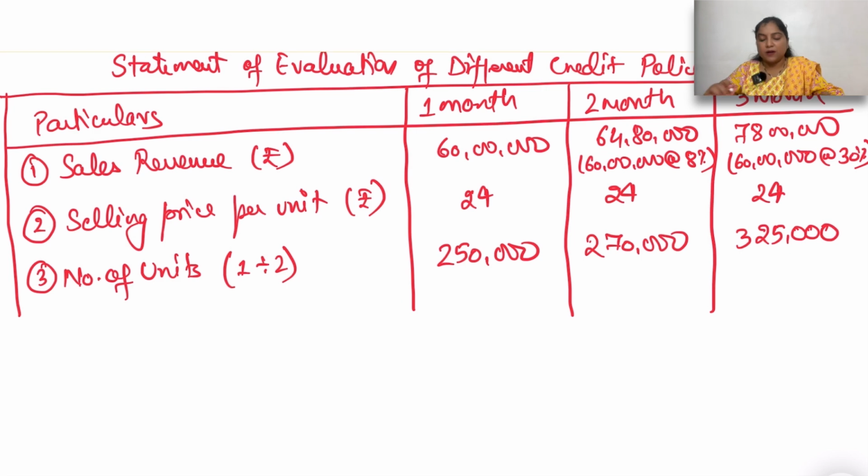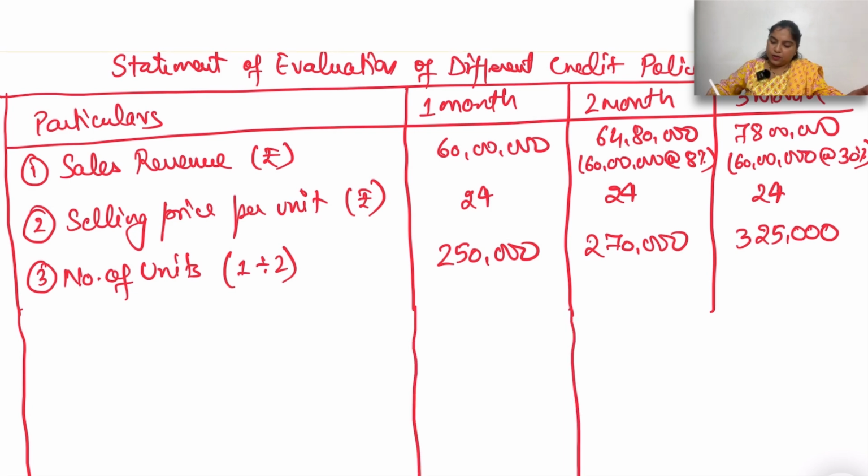3,25,000. Is that clear? Did I do anything new? No. Whatever is given in the question, I'm just writing for you on a plain white sheet in front of you. I'm not doing anything new for you. You know everything. Okay, so we got the number of units.